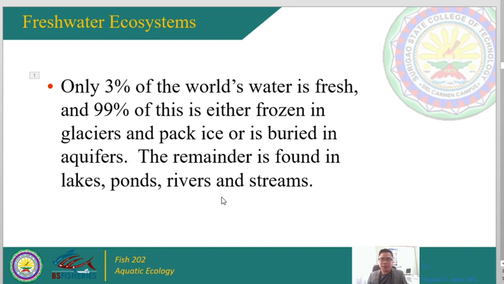And 99% of the 3% of this is either frozen in glaciers and packed in ice or buried in aquifers. So just imagine that 99% of the 3% of the total world's water on the Earth's surface is frozen in glaciers, packed ice, or buried in aquifers. So that's a major amount of the freshwater distribution. So the remainder of this is found in the lakes, ponds, rivers, and streams. So only 1% of the 3% are the waters that came from lakes, ponds, rivers, and streams. So just imagine how scarce these resources are, and they play a very significant role in the aquatic environment.